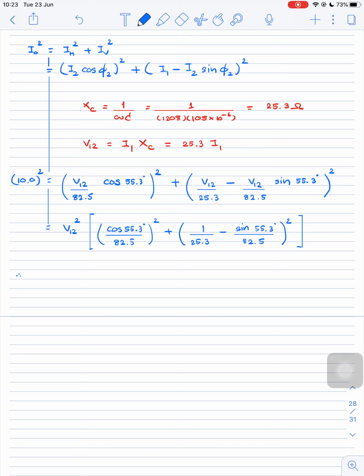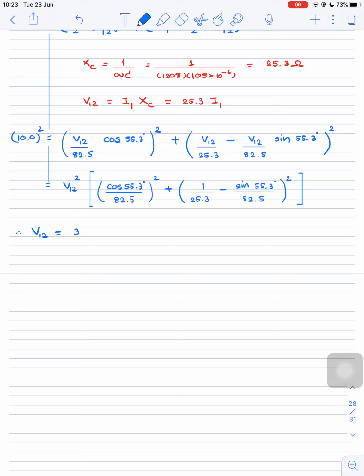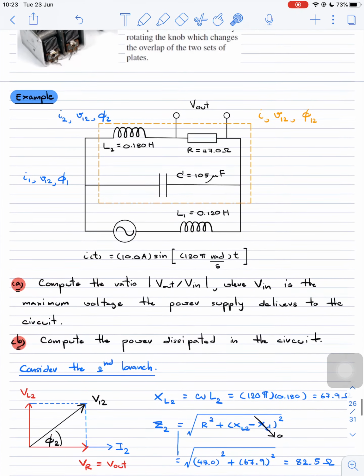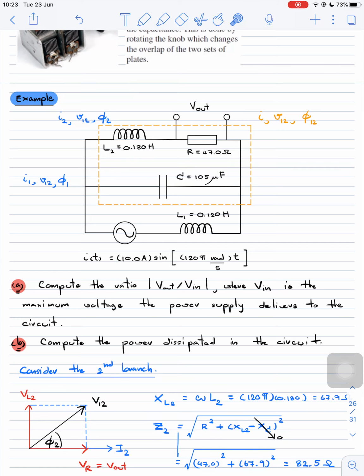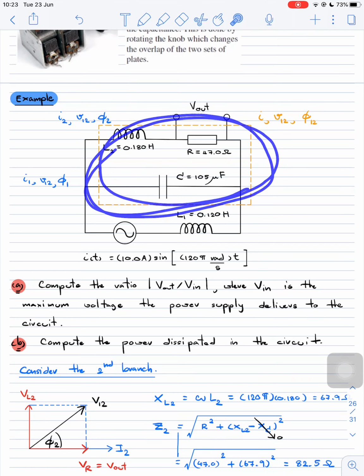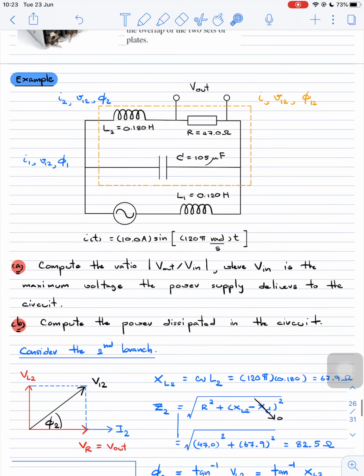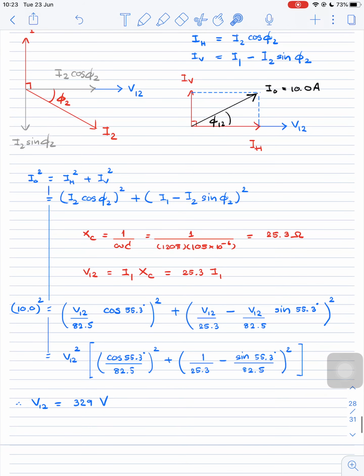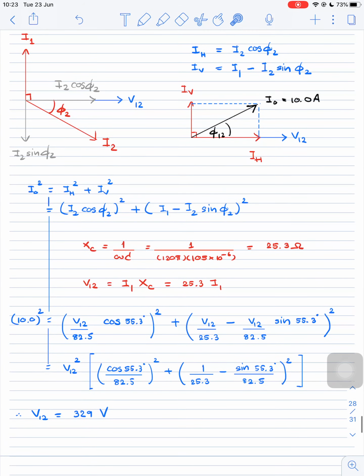Then finally we get that the V12 here is going to be equal to 329 volts. So this value is going to be the amplitude of the voltage across this whole thing here, the 329 volts. And the current we know already equals 10 amperes, just the same as this one. So the next step is to find the phase angle. How can we find it? We can find it from this phasor diagram.